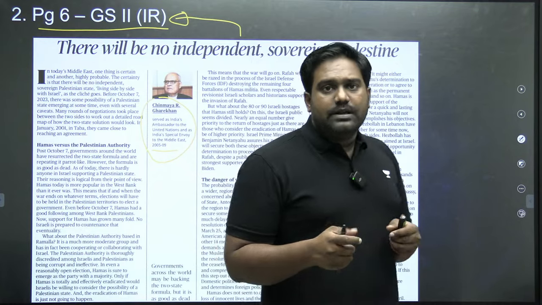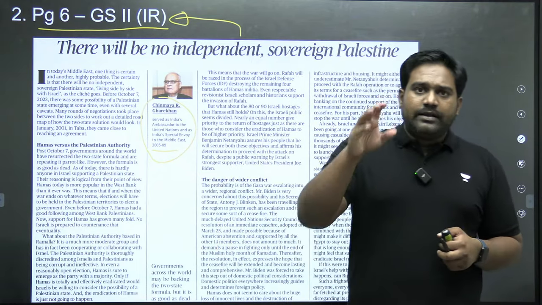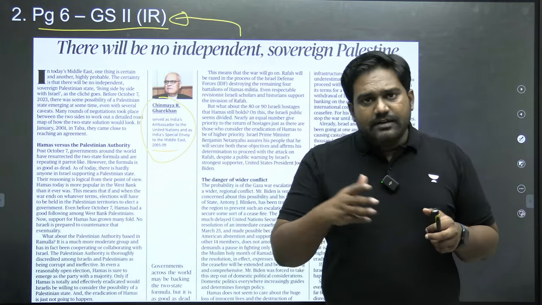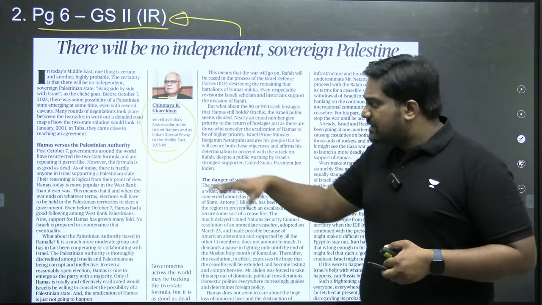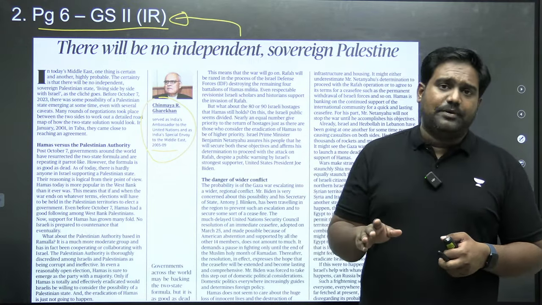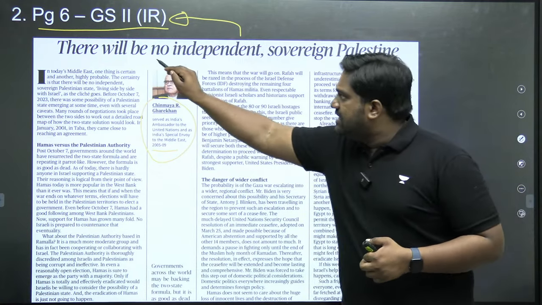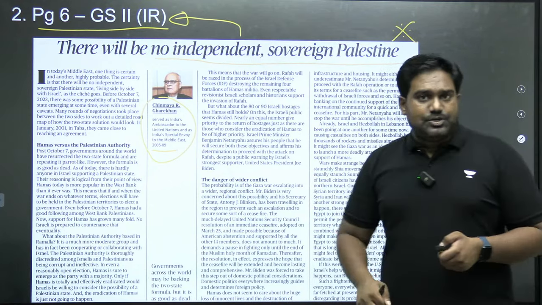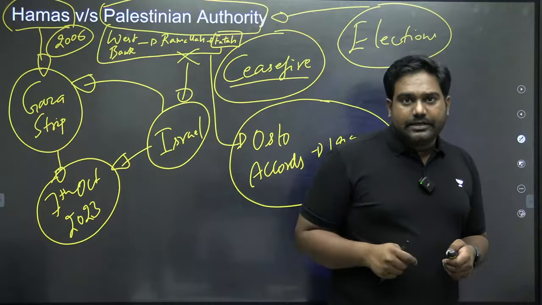So the only solution here is to create a viable Palestinian state, ensure that Hamas is neutralized, and a viable Palestinian state is created, which can live side by side with Israel, that can end this conflict forever. But as of now, in the given circumstances, it's unlikely to happen. And that is the concern of the writer. He says Palestinians may never realize their right given the current situation. Is that clear? So that is what we take away from these important articles.